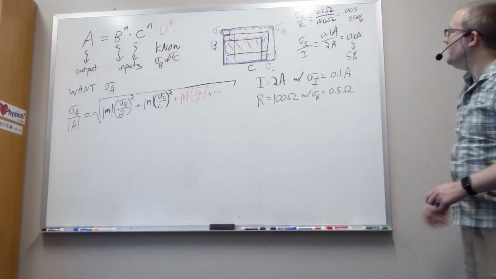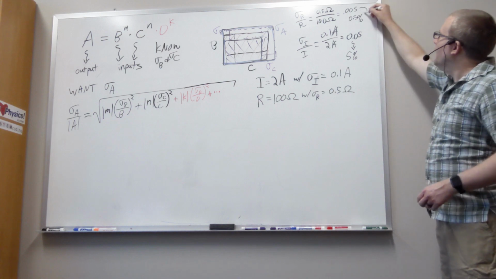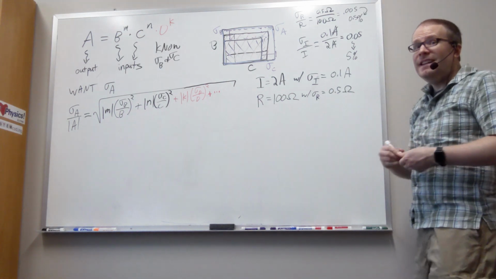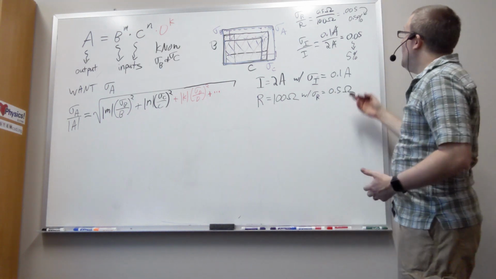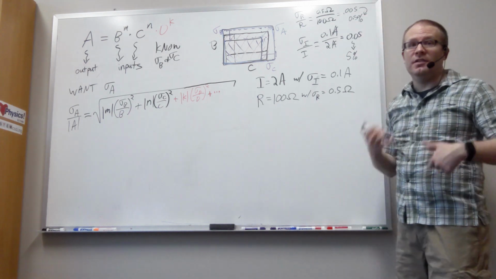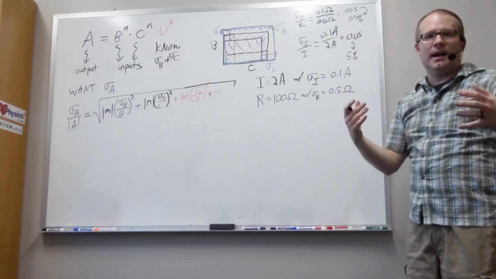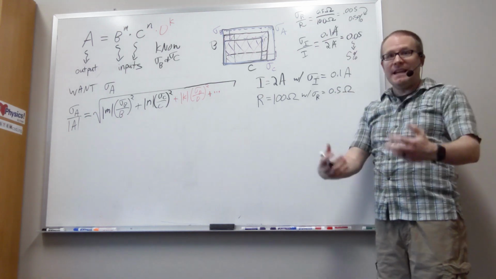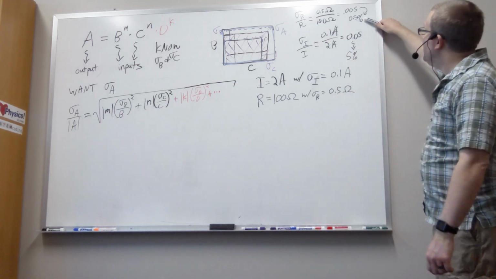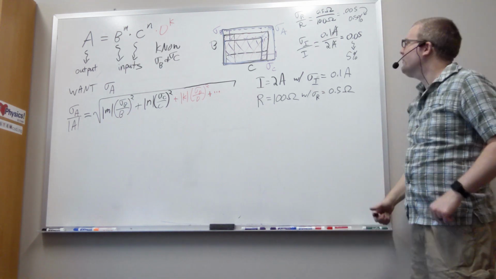So I've got one fractional error of 5%, one fractional error of 0.5%. It is a good habit to go ahead and evaluate the percent uncertainty every time you get a sigma and a value, because it gives you an idea ahead of time of how good the data was, right? My resistance data, pretty good, only off by 0.5%.